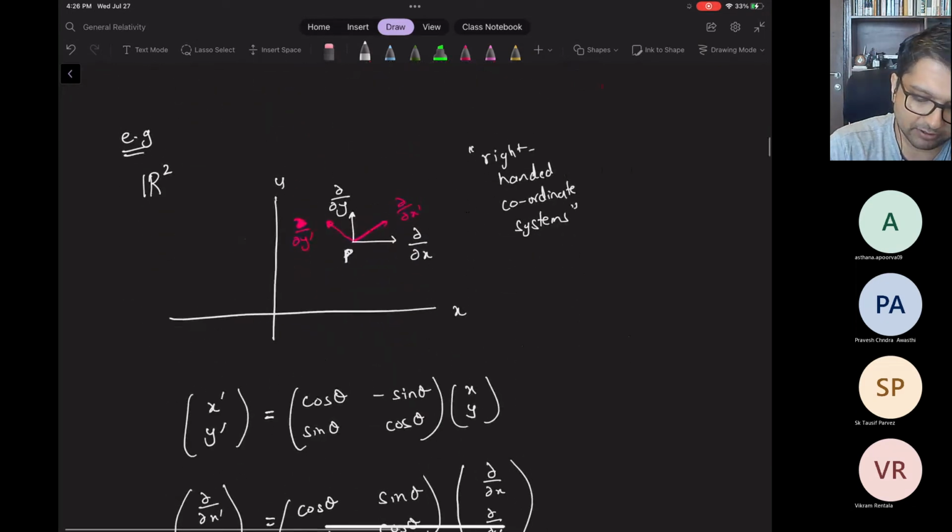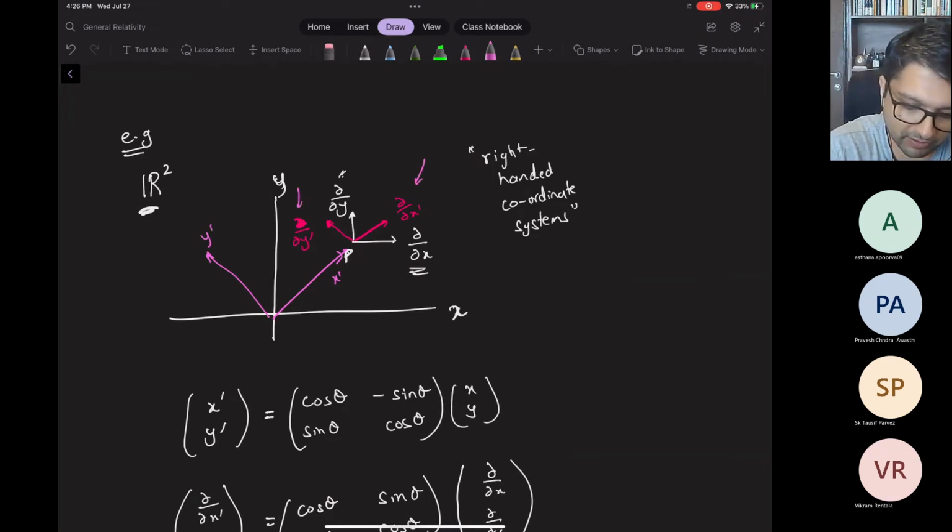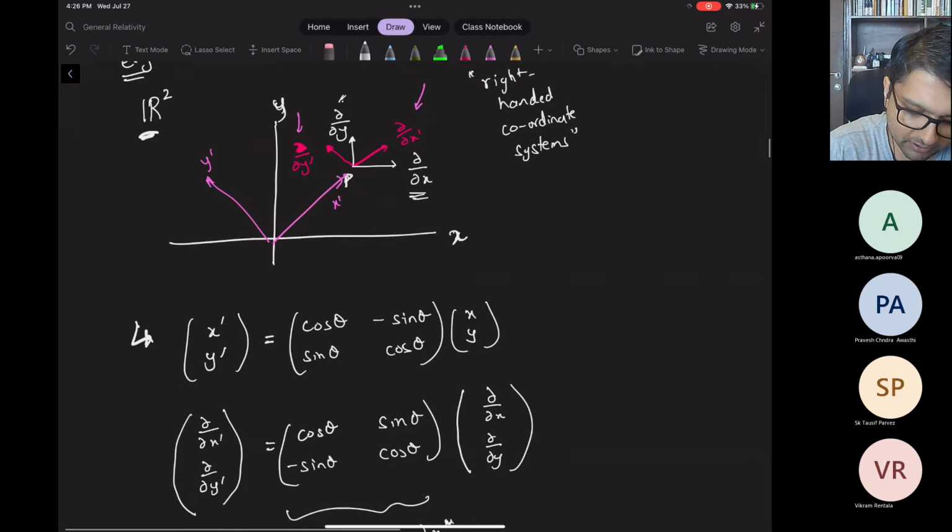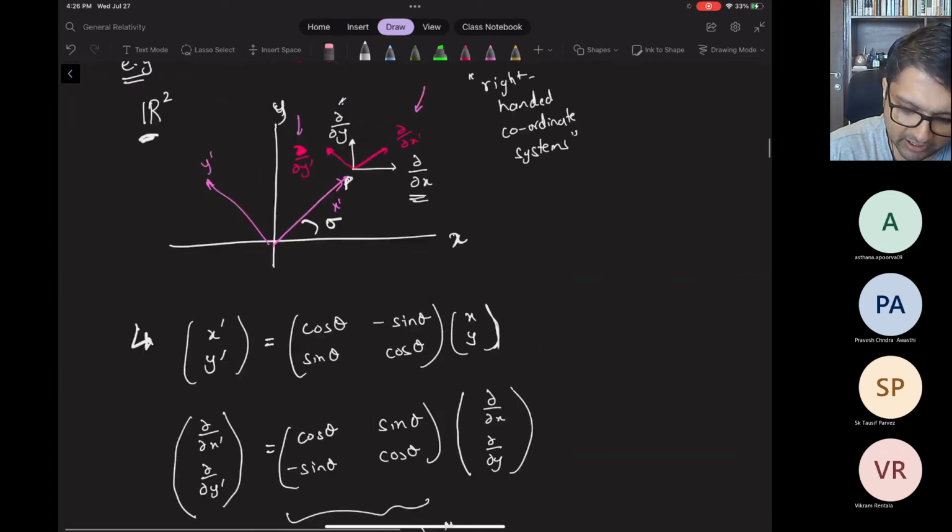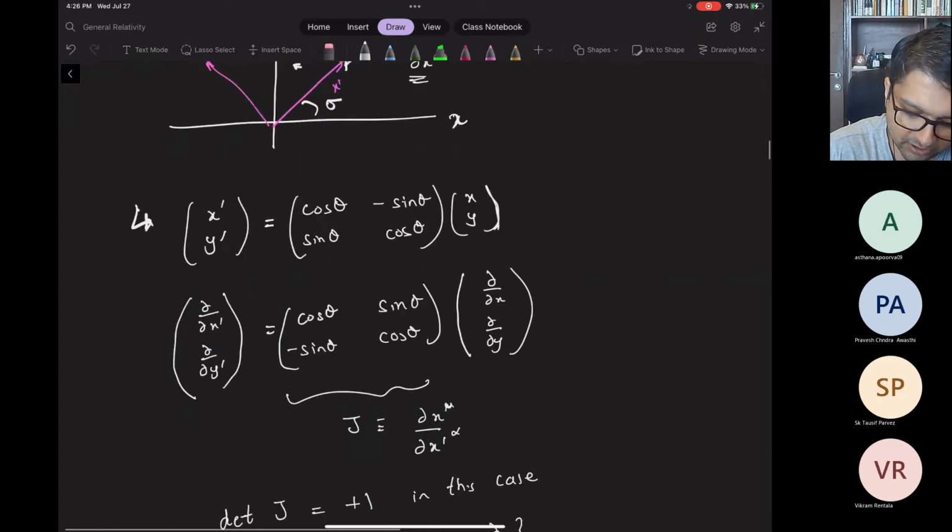So let me give you an example. Let's take R2 with standard coordinates x, y, and we define partial x and partial y. We could also have taken a rotated coordinate system, x prime, y prime, in which case we'd have the basis vectors partial x prime, partial y prime. If x and y are related by a rotation, then the coordinates are related like this: x prime, y prime equals the rotation matrix with cosine theta and sine theta, where theta is the angle of rotation, times x, y.